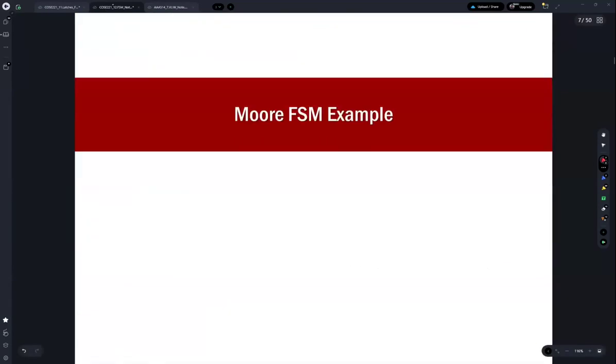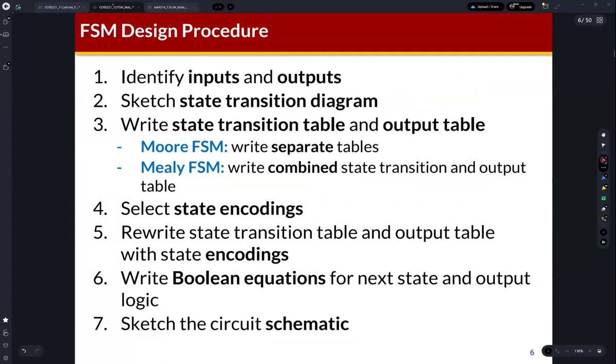Okay. So now, we will learn how to design FSM. This is the design process of FSM. Firstly, we need to identify inputs and outputs. You know, when we learned about the components of a digital system, a digital system includes input signals and output signals.